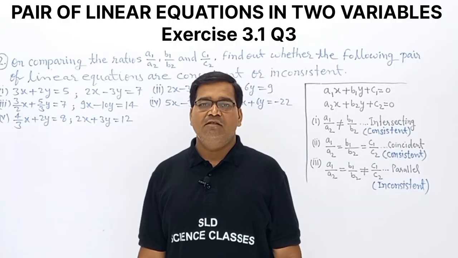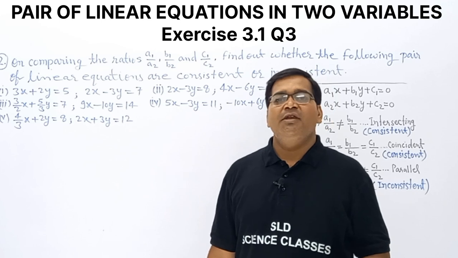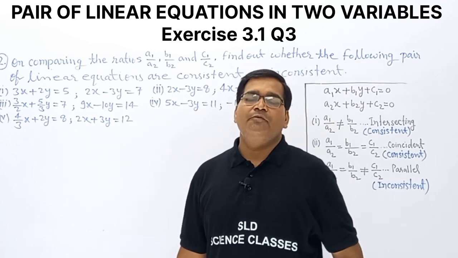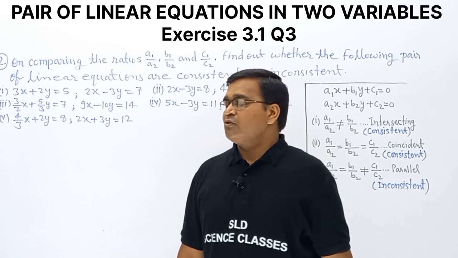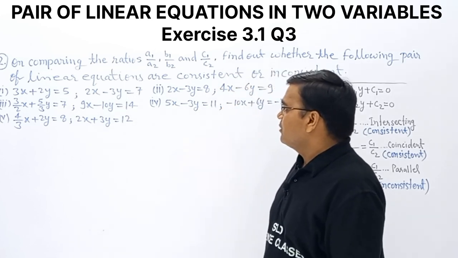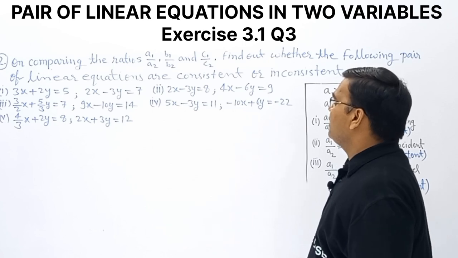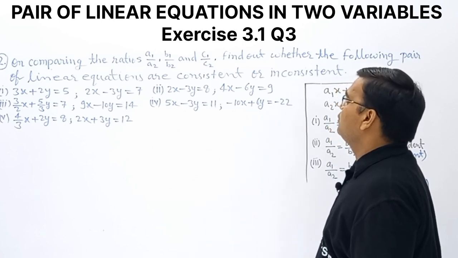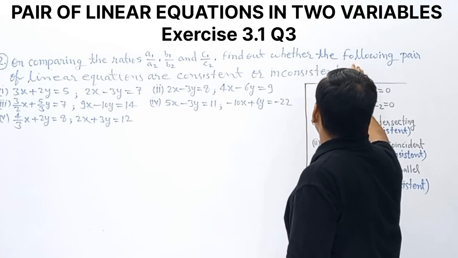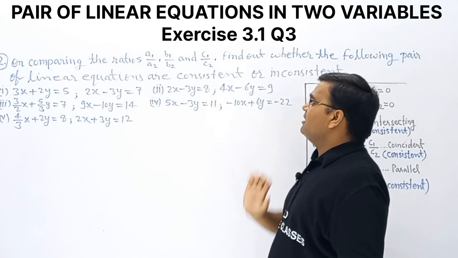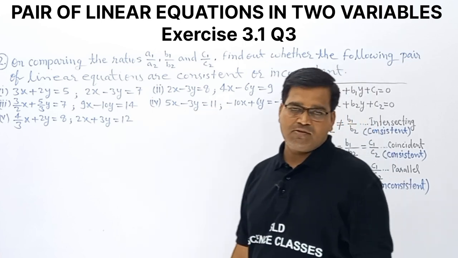In this class, we will discuss exercise 3.1, pair of linear equations in two variables. So, what about this question? Observe, on comparing the ratios a1 upon a2, b1 upon b2 and c1 upon c2, find out whether the following pair of linear equations are consistent or inconsistent.